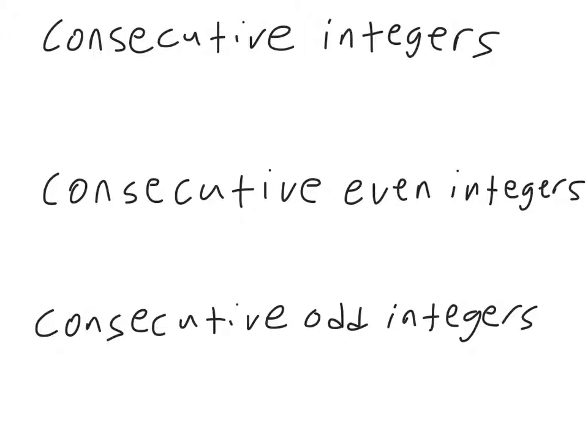So consecutive integers are numbers that are in order. So let's say we have 3, 4, 5. Those are consecutive integers. 9, 10, 11, 12. Those are all consecutive. They're in order, one by one.